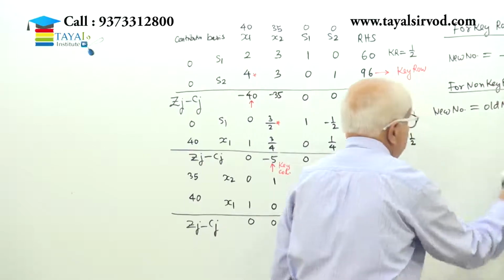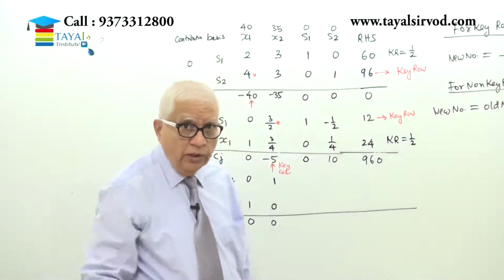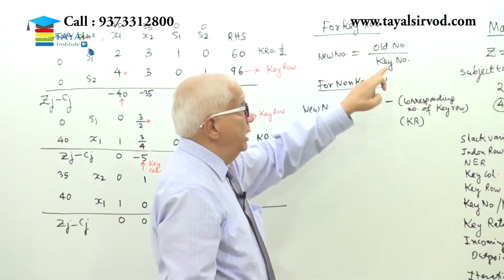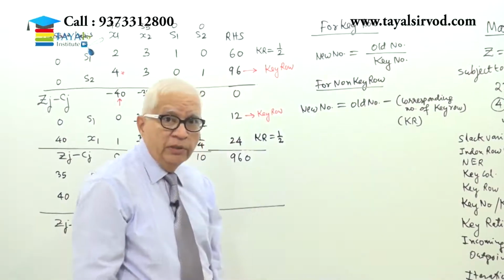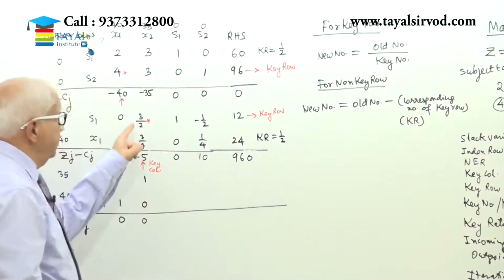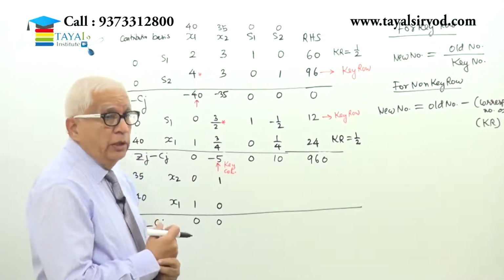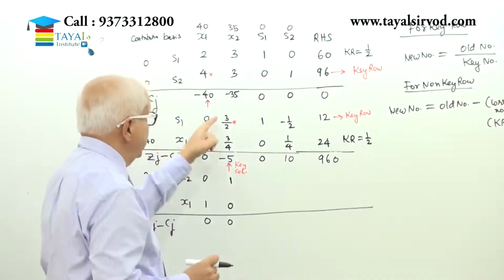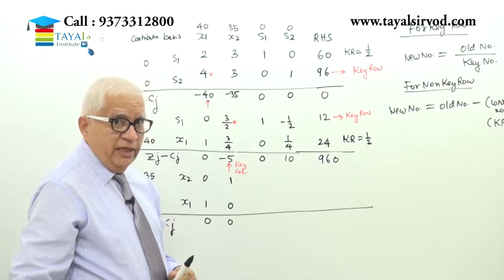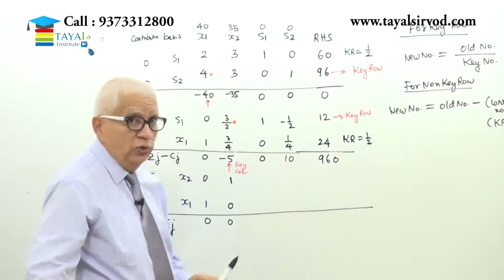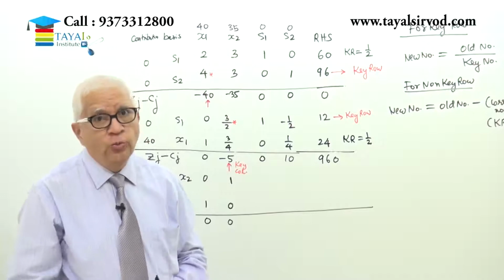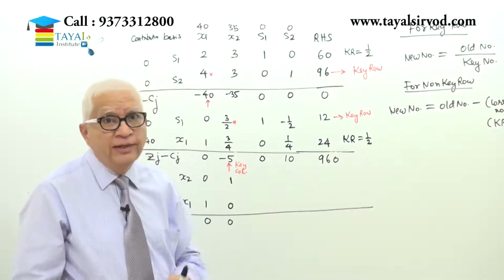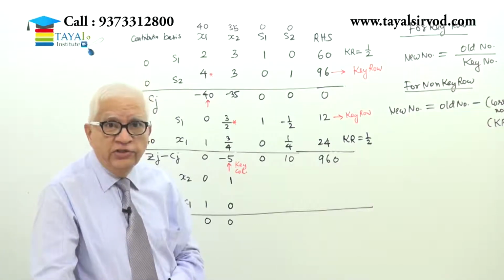What is the formula for key row? Look at this. For key row, new number is obtained by taking the old number and dividing it by the key number. What is the key number here? Key number is 3 by 2. Okay. So every number in this key row, I will be dividing by 3 by 2, which is same thing as saying that every number in the key row, I will be multiplying by 2 by 3. But dividing by 3 by 2 and multiplying by 2 by 3 is one and the same. So multiplication is easier to understand.